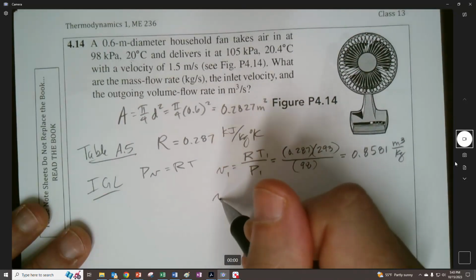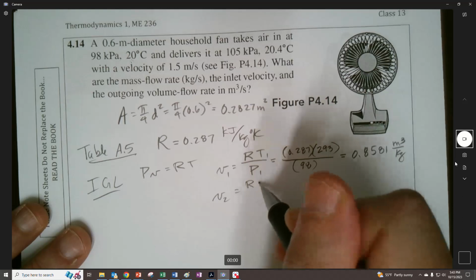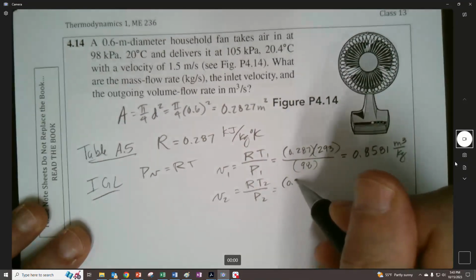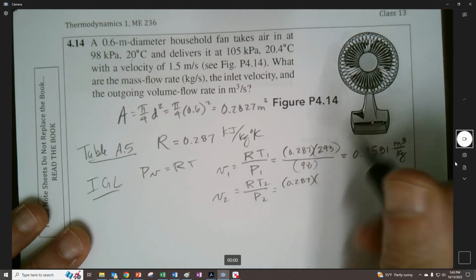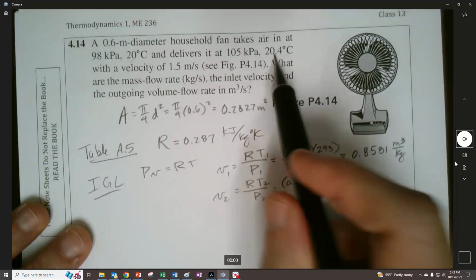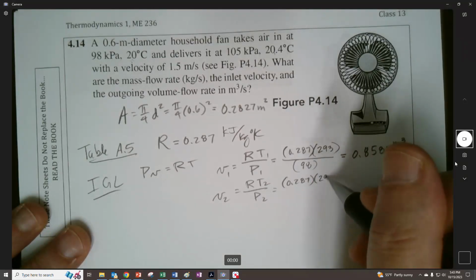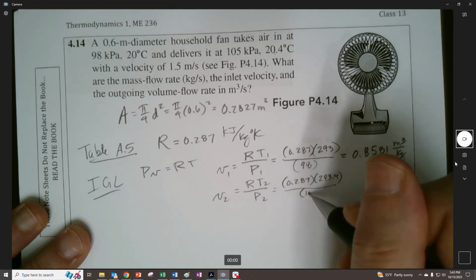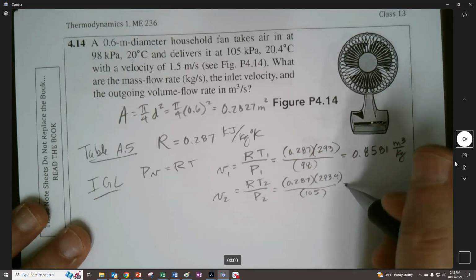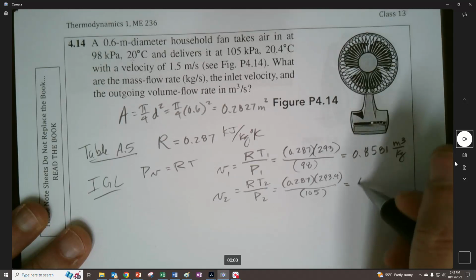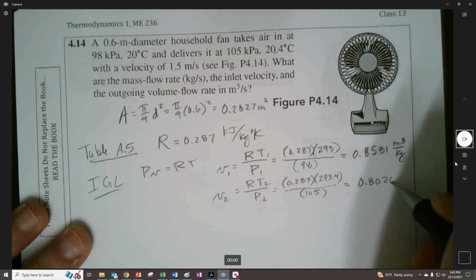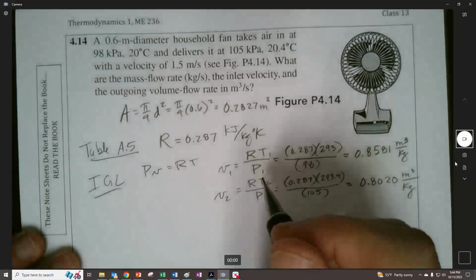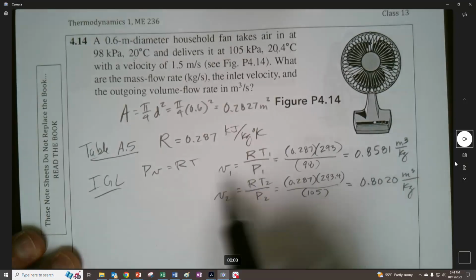Whereas v2 is RT2 over P2, 0.287 times, and now the temperature, just a little tiny bit, 293.4, divided by 105. Not a big change, not a big difference. 0.8020 cubic meters per kilogram. Great. All right, so now something we could find pretty easily.